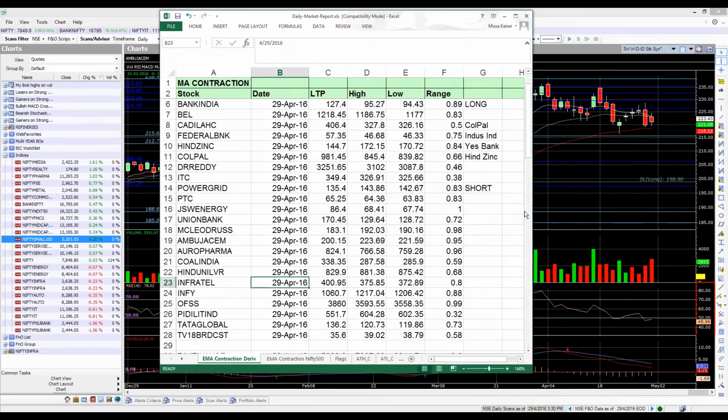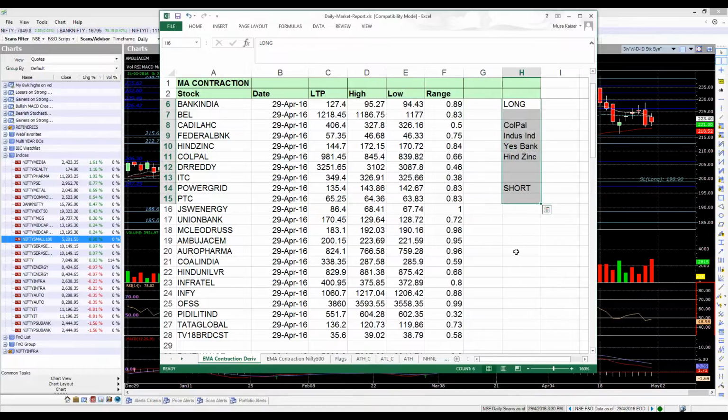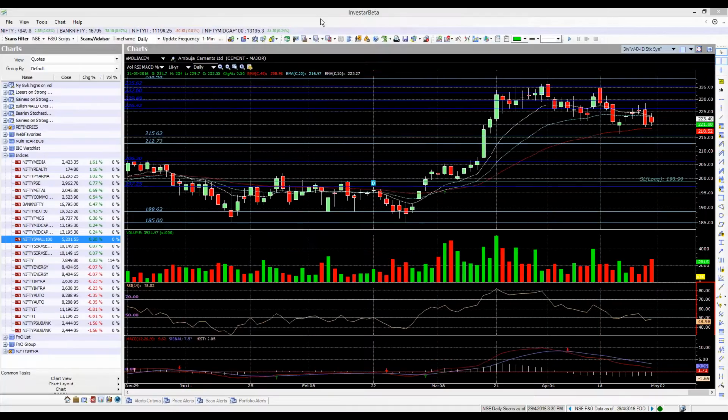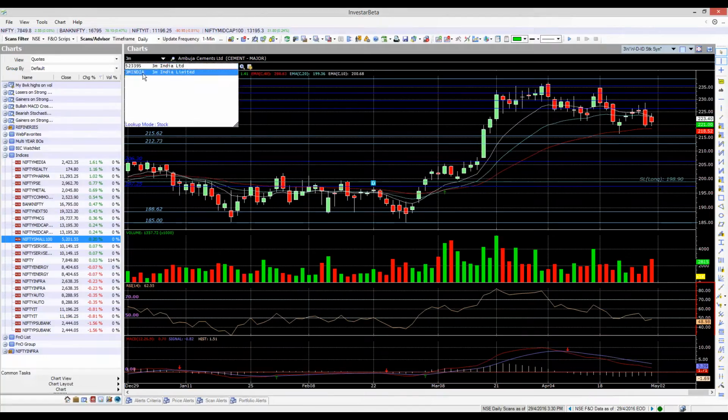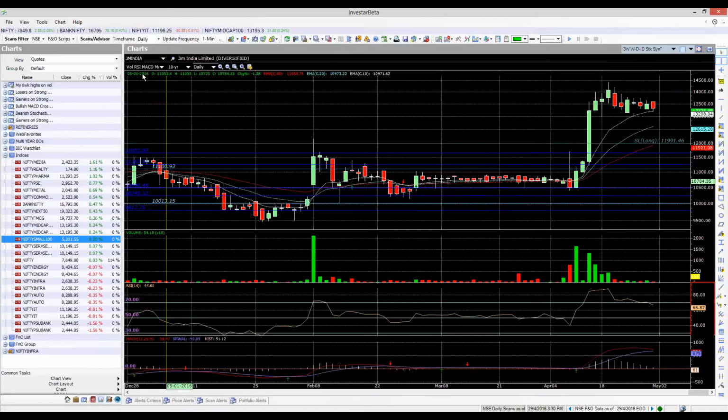Very quickly. So obviously, I haven't done the entire thing. Not really possible to do that, but just want to look at the flags quickly and see if there's something very quick. So let's look at these. So 3M India. Ah, what a flag. Typical textbook.